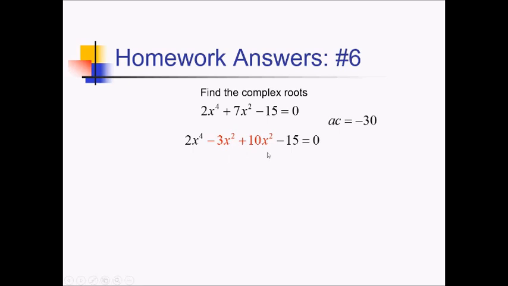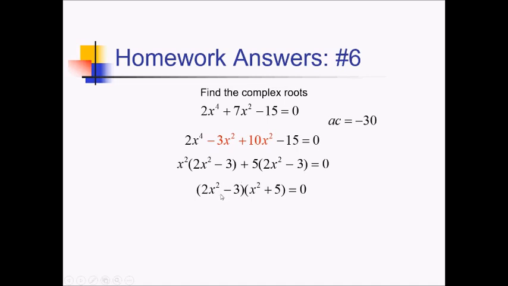Now, since I have 4 terms, I will factor this by grouping. I can take an x to the 2nd out of those first 2 terms. That leaves me with 2x squared minus 3. And I can take a 5 out of the next 2 terms, leaving me with 2x squared minus 3. 2x squared minus 3 comes out as its own factor, and now x squared plus 5 is my other factor. Since I've got this broken down to quadratics, I can set each of them equal to 0 and solve.